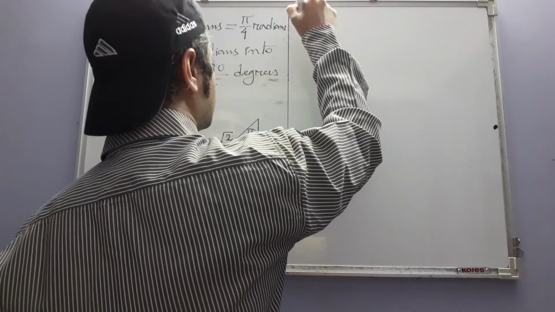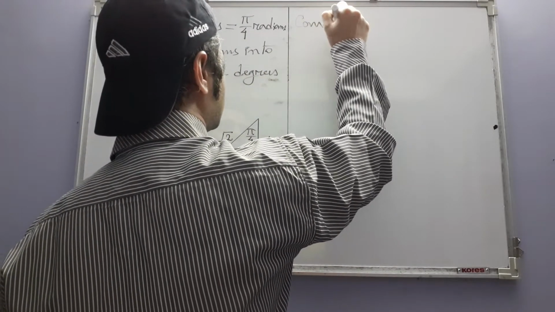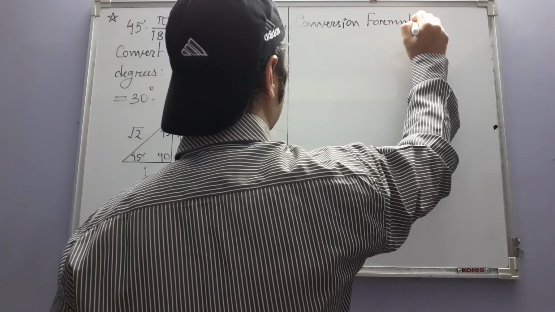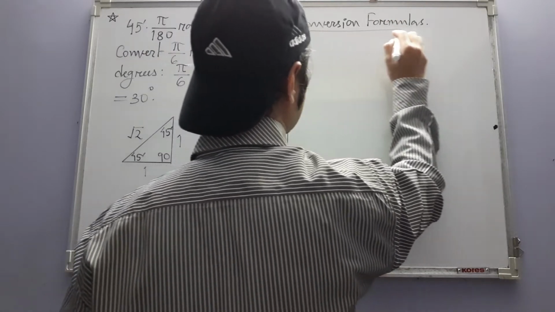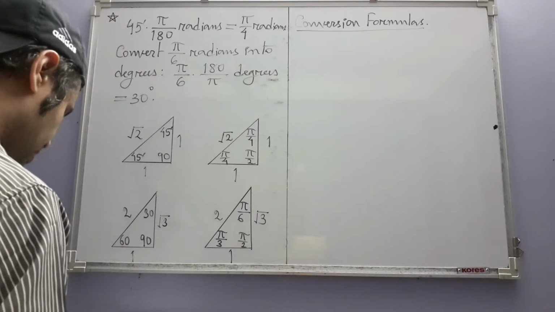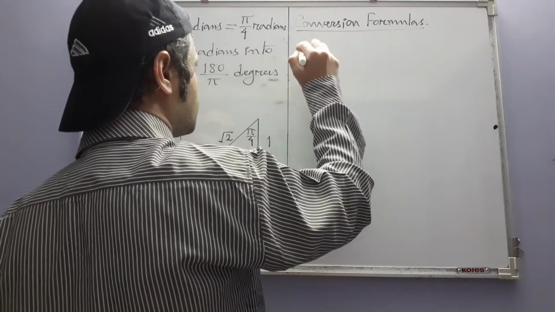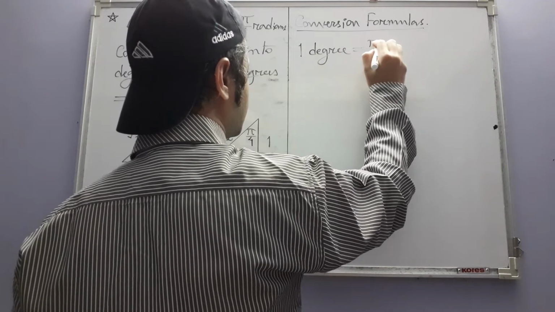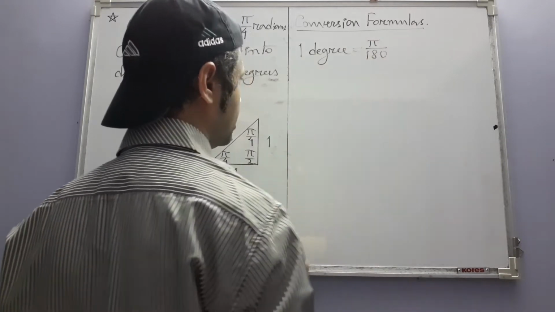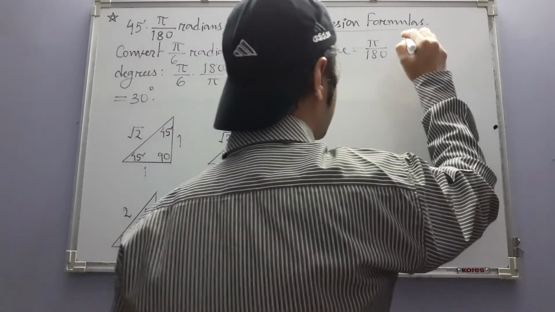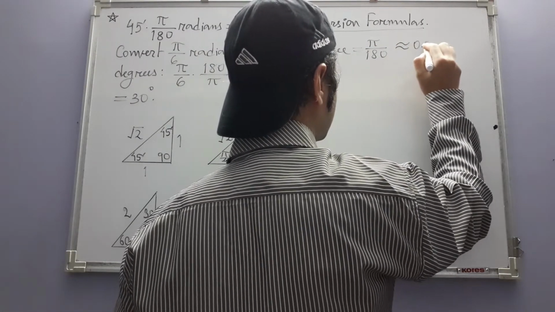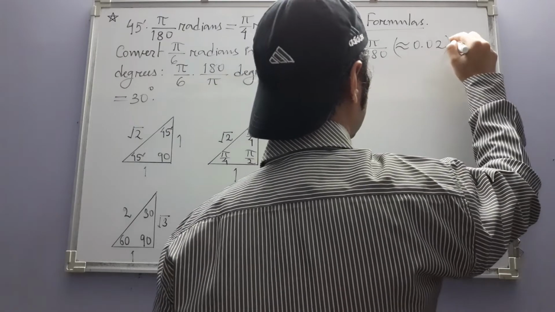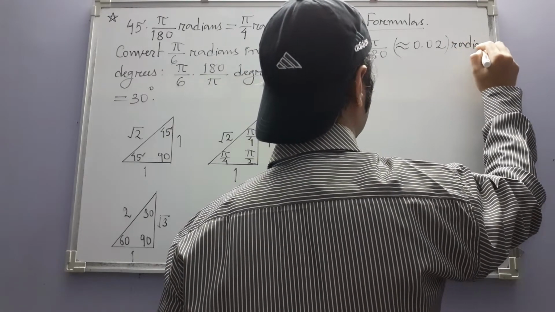Now next, conversion formulas, which are just the same things written in a more formal manner. One degree is exactly equal to pi divided by 180 radians. However, this number itself is only approximately equal to 0.02. So 1 degree is roughly 0.02 radians.